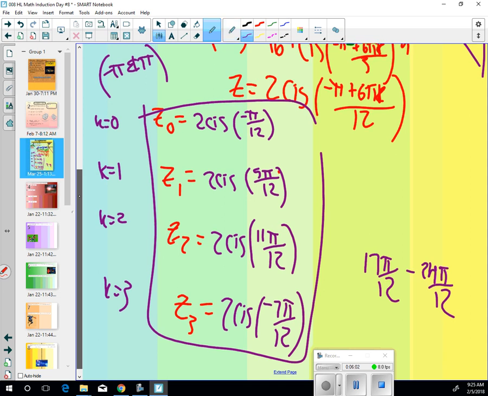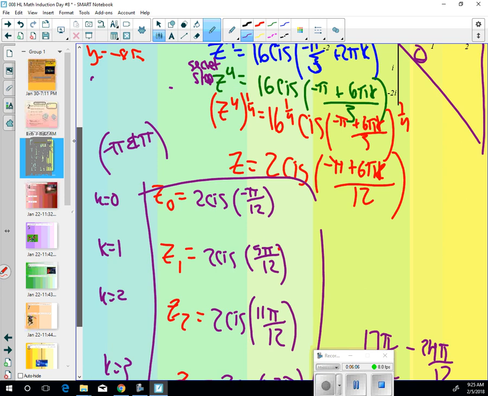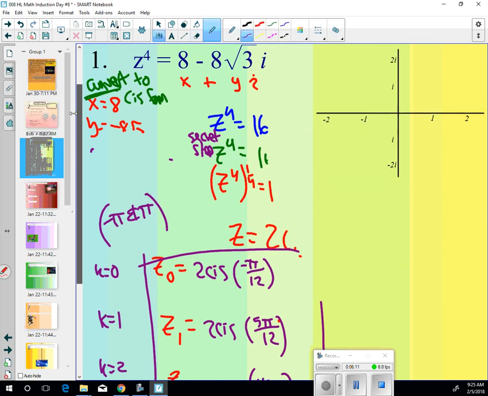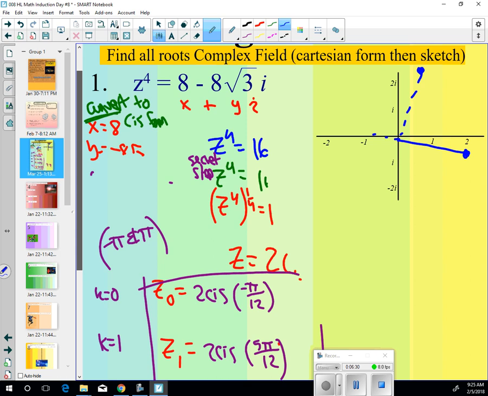Now look at those on the graph though. 2 cis negative pi over 12. So let me just show you what it looks like here. So 2 cis negative pi over 12 is going to be about like this. And then 5 pi over 12 is going to be somewhere about like this. And then what was the other one? 11 pi over 12 is going to be here. And then the negative 7 pi over 12 is here.